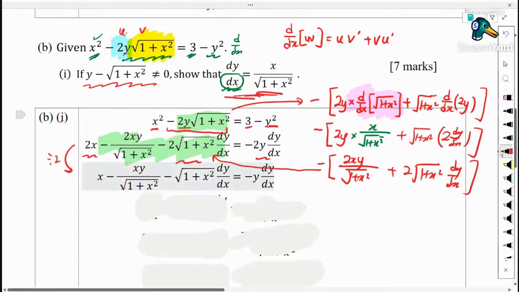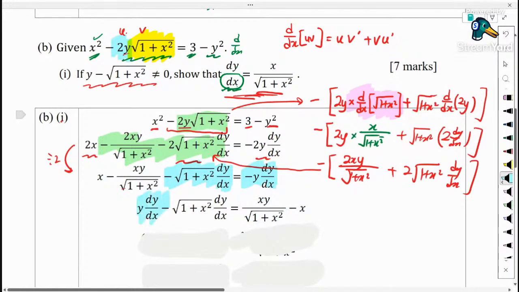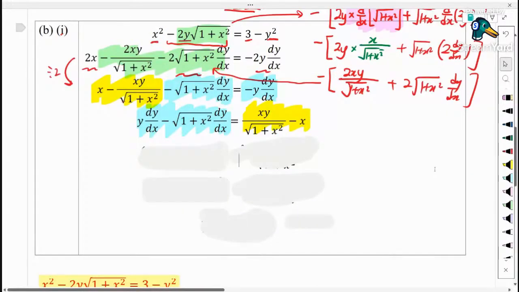And now gather all the dy dx term on one side. So this is what we have. The rest on the other. So just have a quick look. What is the dy dx term that we have, which is this dy dx term? We group it on the left. The rest of the terms, let me highlight it in yellow. We rearrange on the right. And then next what we do is that on the left, we factorize the dy dx.